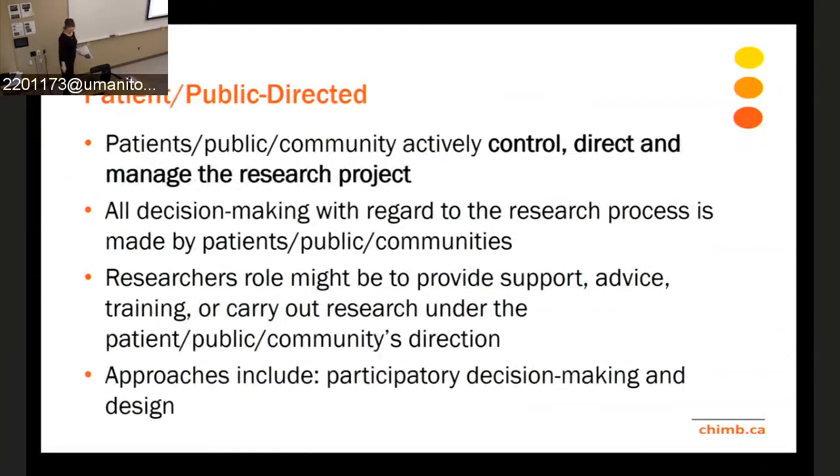At the patient and public directed level, we're talking about patients, the public, and the community actively controlling, directing, and managing the research project. So all decision making with regard to the research process is made by people with lived experience. Researchers' role in this type of research would be to provide support, advice, and training, or actually to carry out the research, but under the direction of the community. Those types of approaches typically use participatory decision-making and design.